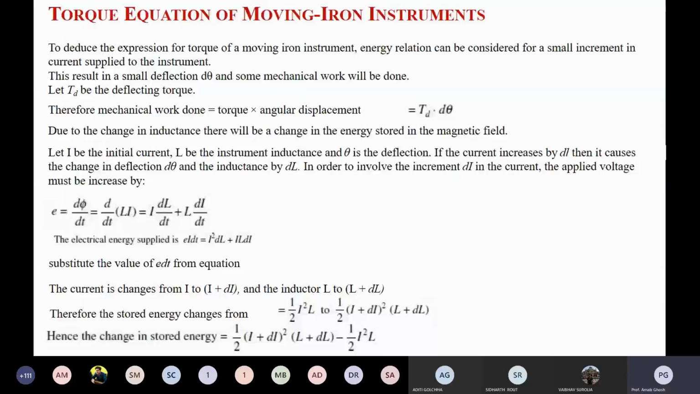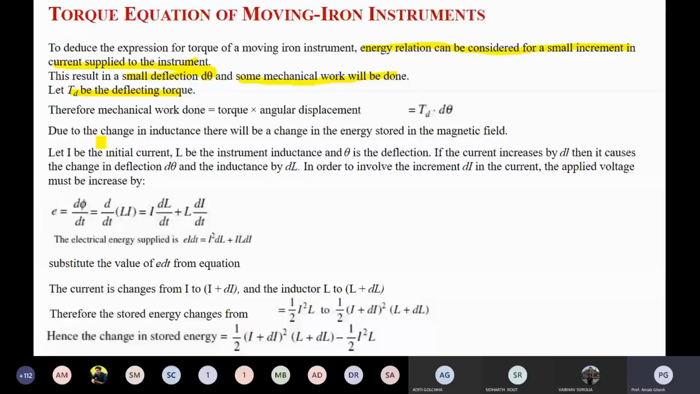So d theta, what is d theta? Small deflection of the pointer, with some mechanical work to be done. Td is the deflecting torque, so you have to calculate the value of Td. The mechanical work done also will be there. Work done means torque into angular displacement, all of you know that. Mechanical work done equals T into angular displacement, T d theta. Due to the change of the inductance, there will be a change of the energy stored in the magnetic field. So Td into d theta is your mechanical work done.